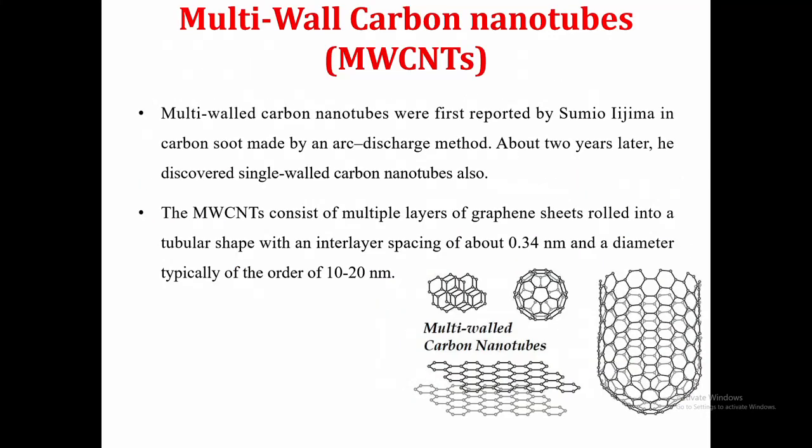Next one, multi-walled carbon nanotubes. Multi-walled carbon nanotubes were first reported by Sumio Iijima in carbon soot made by an arc discharge method. About 2 years later, he discovered single-walled carbon nanotubes also. The multi-walled carbon nanotubes consist of multiple layers of graphene sheets rolled into a tubular shape with an interlayer spacing of about 0.34 nanometer and a diameter typically of the order of 10 to 20 nanometer.